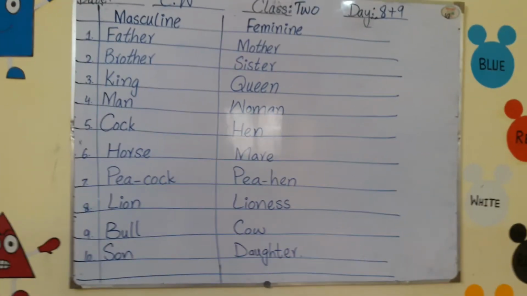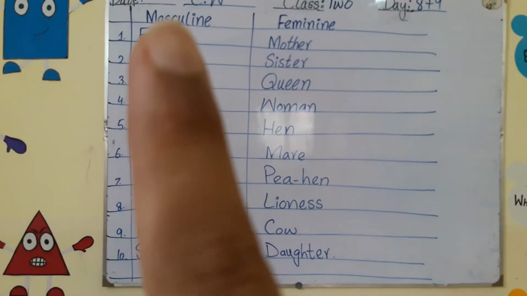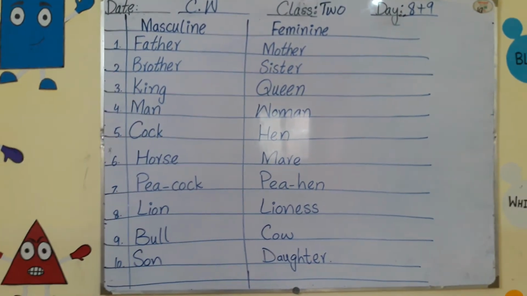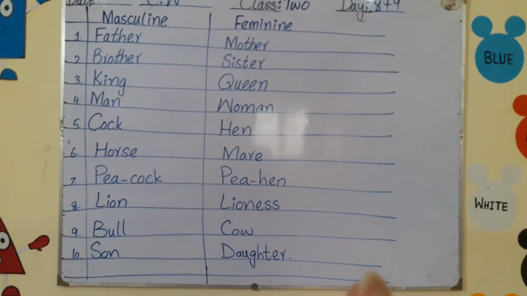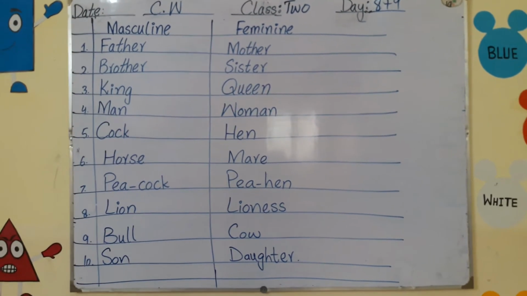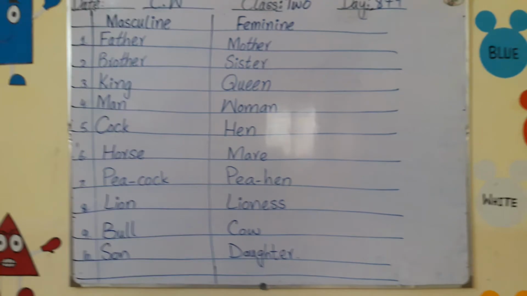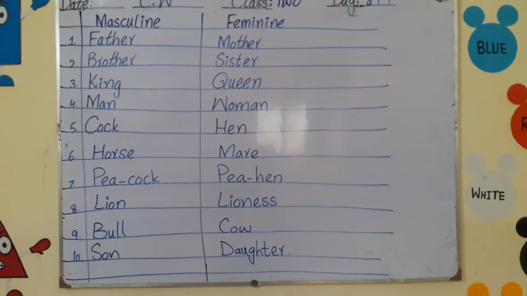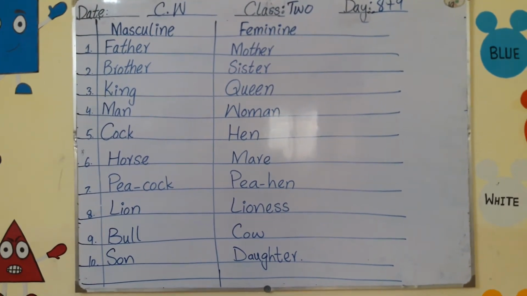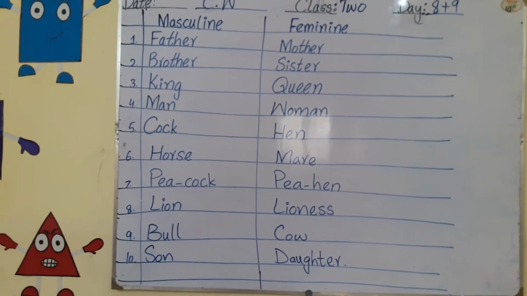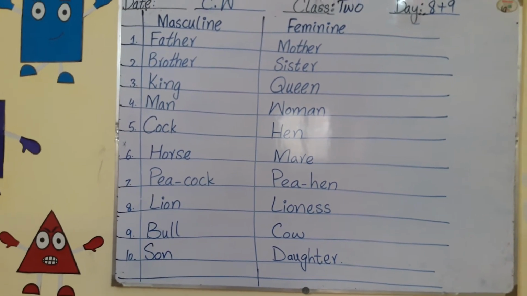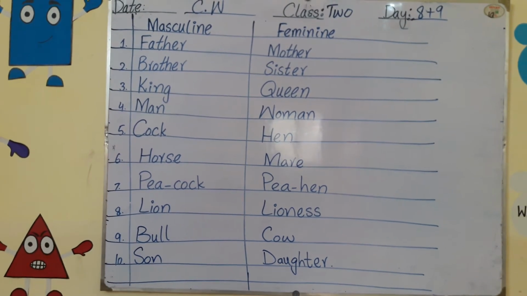Masculine, we use masculine for boy or man, and we use feminine for girl or woman. I'm a girl, so I'm feminine. My mother is a woman, so she is feminine. Masculine, any boy, any man, we call them masculine.